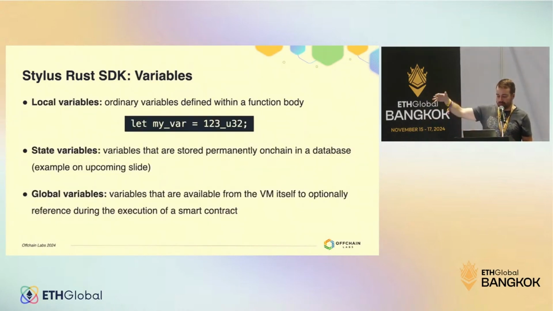Right here is, again, local variables. These are the different types of variables that you'll work with. Local variables, which just use memory. State variables, which use state and store on chain. And then global variables, which are values available in the VM. So those are usually referenced from within the SDK itself. You'll just pull those in as library values, and then you can reference those.